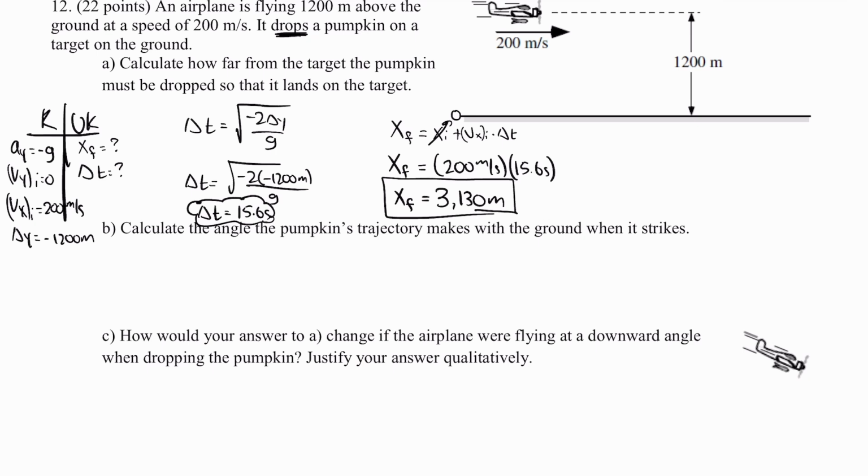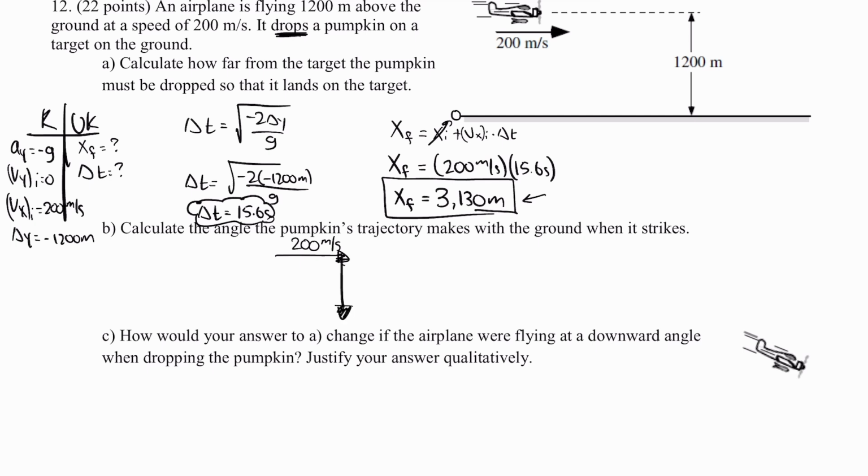So we're flying in the plane, and as soon as we are this distance away from the target, we must drop the pumpkin in order for the pumpkin to reach the target. Part B says, calculate the angle the pumpkin's trajectory makes with the ground when it strikes. Now we saw another example similar to this, but we need to realize that the speed of the pumpkin has two components. It has the horizontal, which is constant, and it is the exact same as the plane, 200, and it has a vertical one.